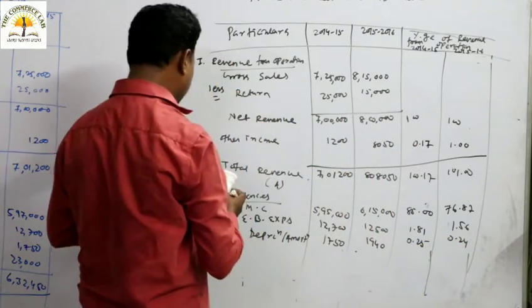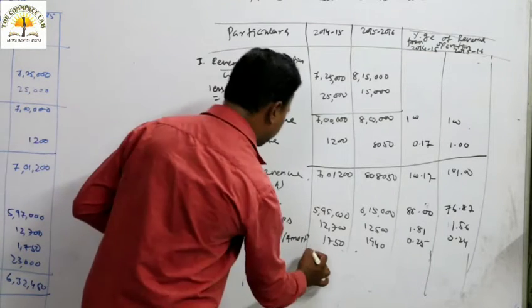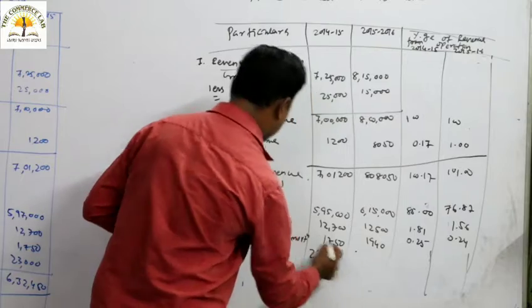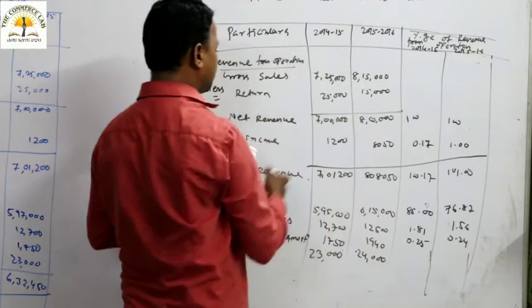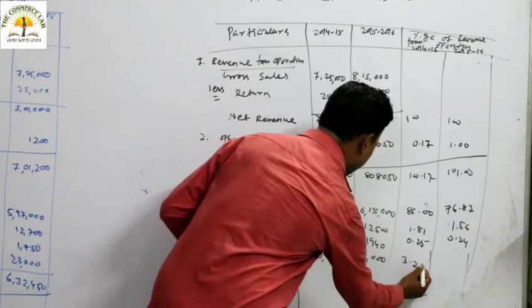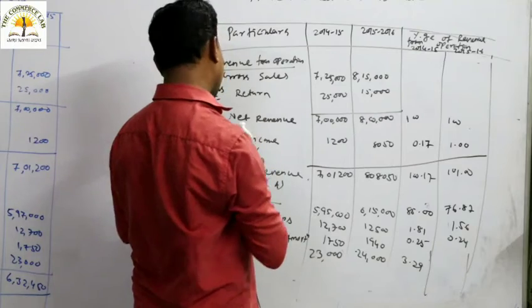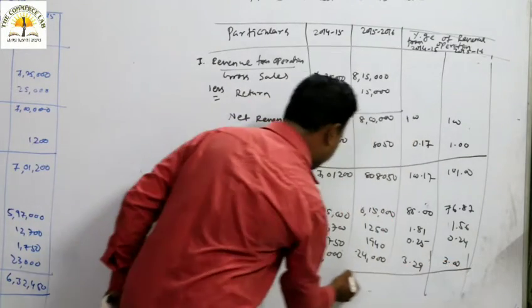Is there any other expenditure? Yes, other expenses are also there. Other expenses are 23,000 and next 24,000. So 23,000 by 7 lakh gives 3.29. Then 24,000 by 8 lakh, that gives 3.00.